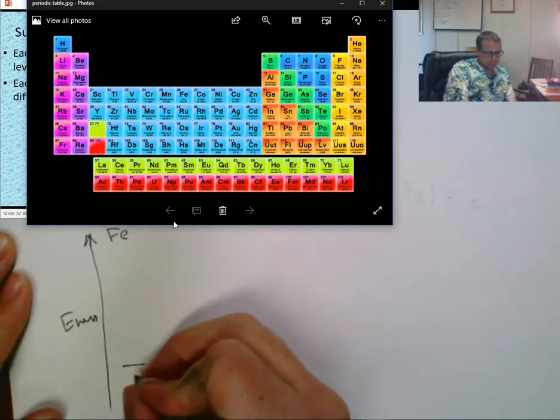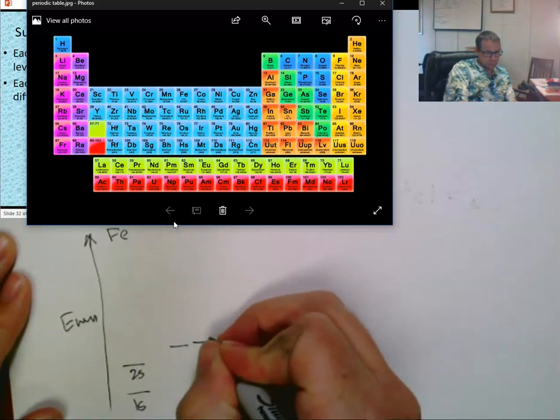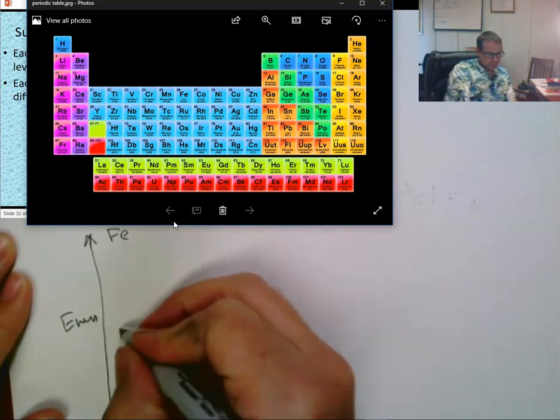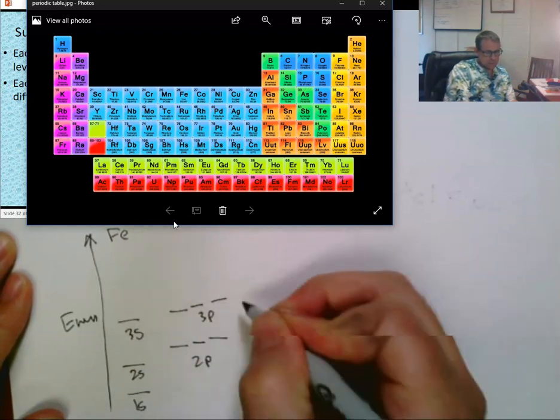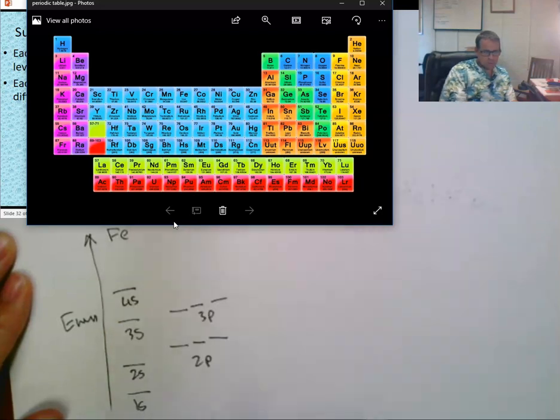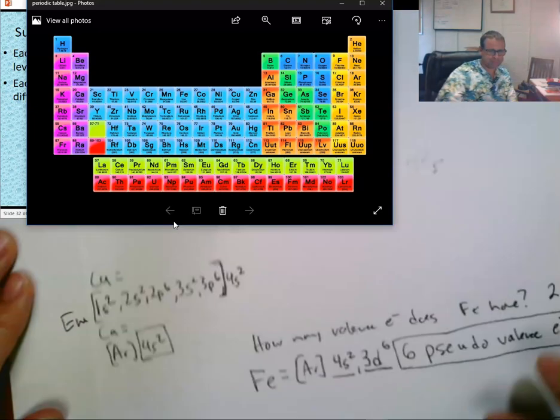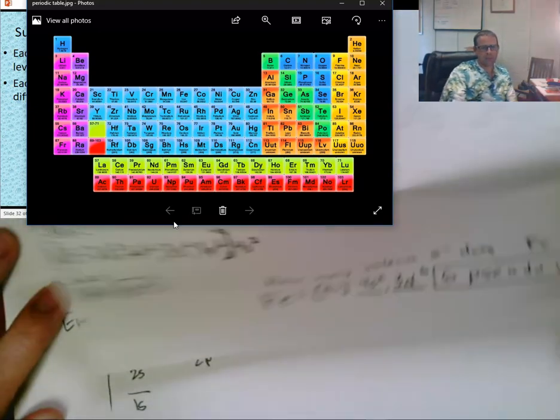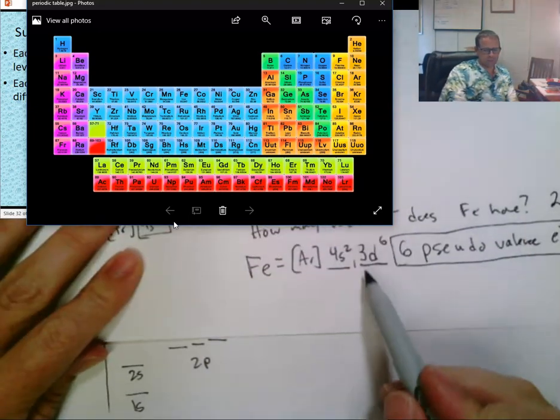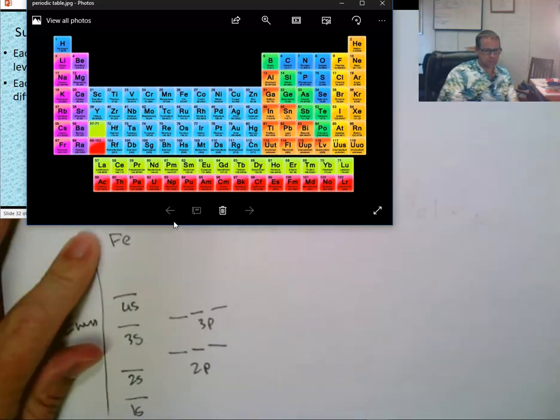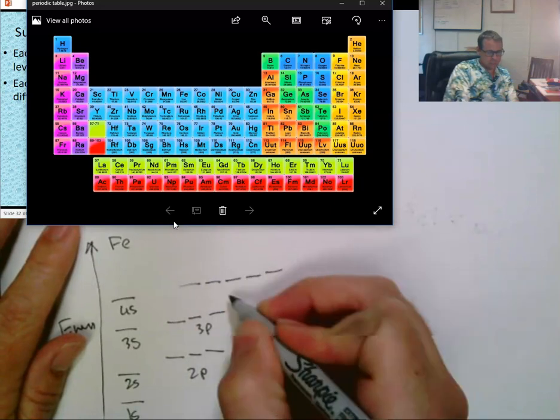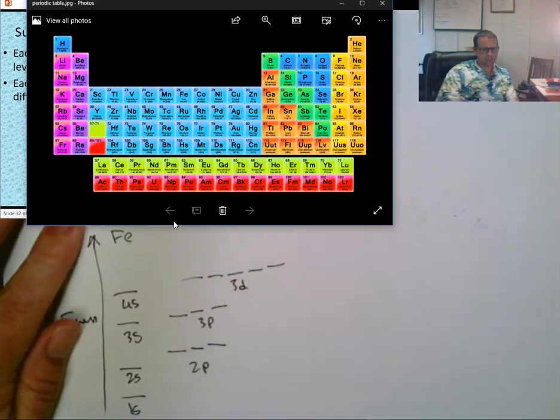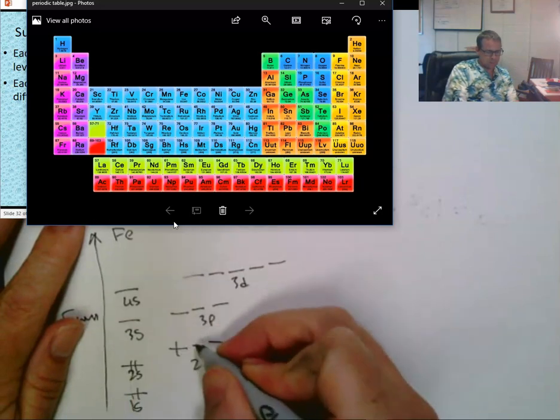1s2, 2s2, 2p6, 3s2, 3p6, 4s2. What's after 4s2 in our iron electron configuration? After 4s2 was 3d6. 3d looks like this. 1, 2, 3, 4, 5. 3d. All right. All of these are full.